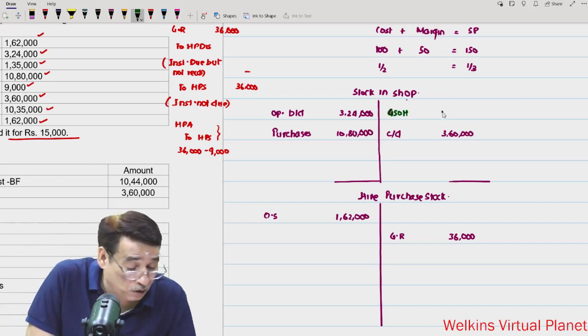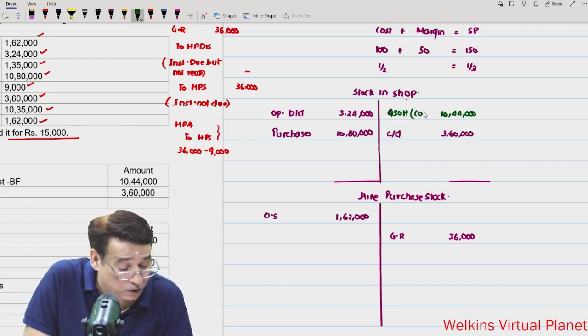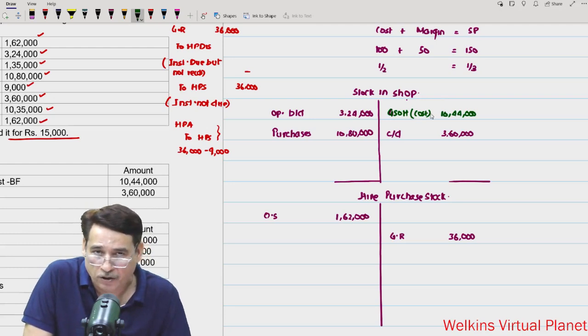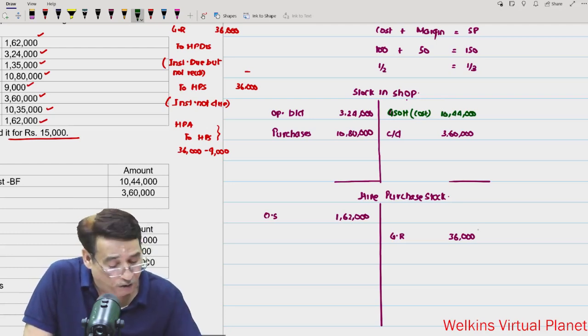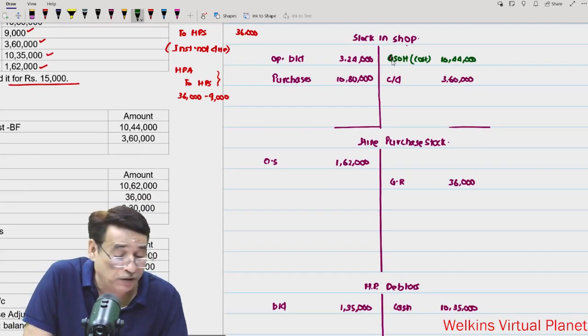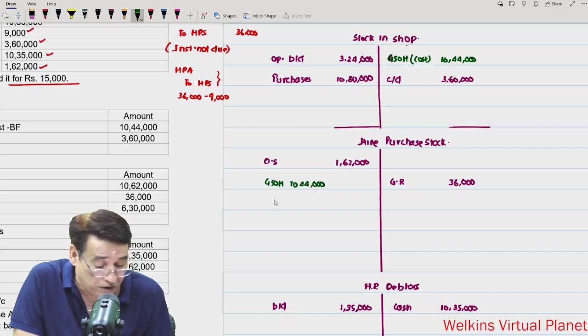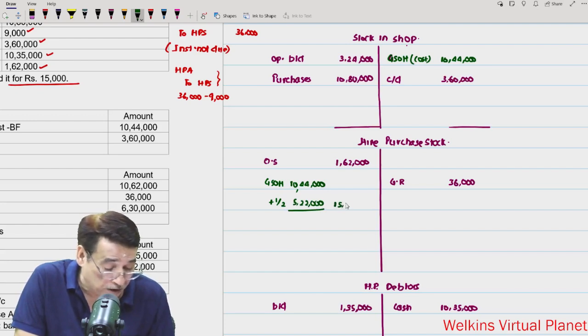Important point is that your goods sold on hire figure will be equal to 10,44,000, but this figure is at cost. You need to understand this, because stock in shop account, if you remember, I had talked about it earlier, that it is always prepared at cost. So whatever balancing figure you will get, obviously that figure will also be at cost. Now you are going to post goods sold on hire to the hire purchase stock account. Because this figure is at cost, 10,44,000 you are going to write first. And then what is the rate on cost? That is 1/2. So you will add 1/2. That will be equal to 5,22,000. So hire purchase price of goods sold on hire will be equal to 15,66,000.